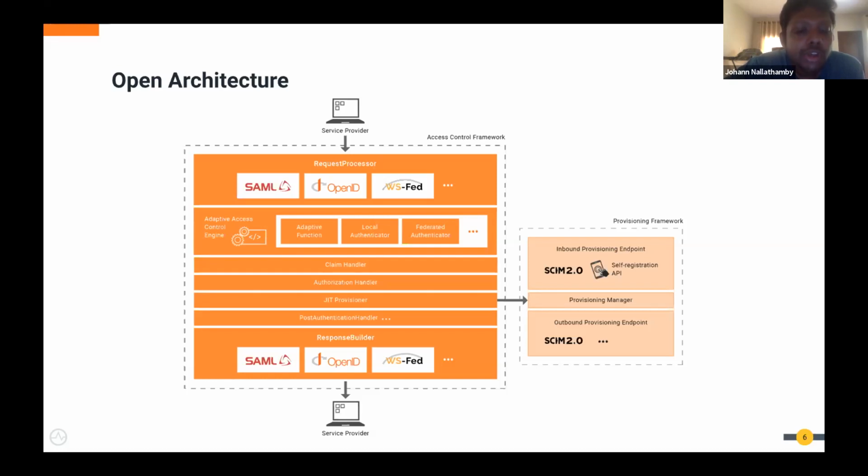So based on your unique business requirement, if the out-of-the-box capability is not sufficient, then you can extend the very specific aspect of the product in order to fulfill your business requirement. So you don't need to customize the entire product, but you can extend the very specific aspect of the product in order to minimize the customizations for your business use cases.